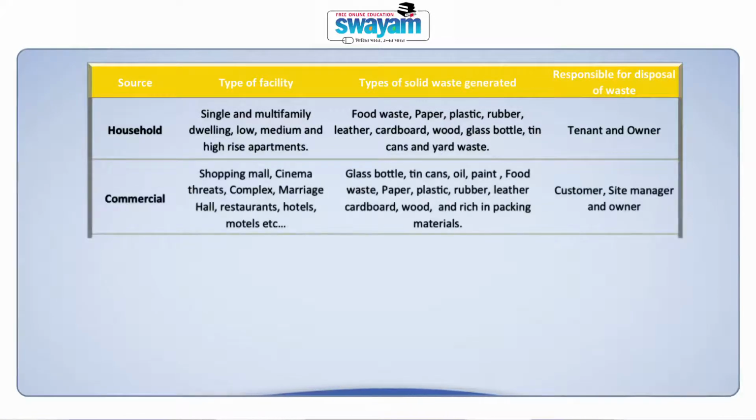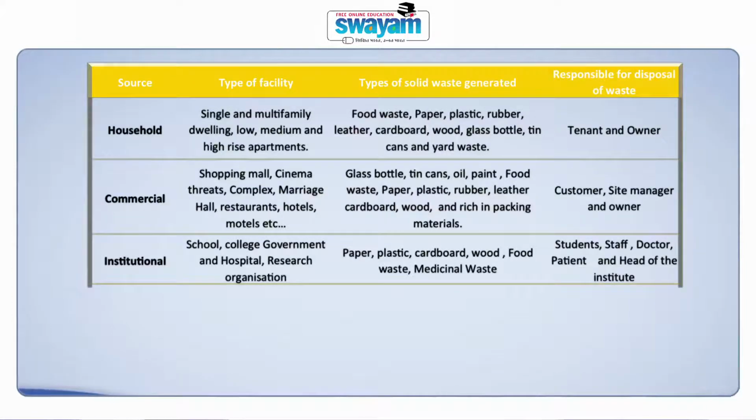The second, the commercial waste. It is generally generated from shopping malls, cinema theatres, complexes and hotels, motels, and the waste, if you see, will be mostly glass bottles, tins, paints, oil, food waste, paper, plastic, rubber, leather, etc., and especially it will be more rich in packaging materials. Customer, site manager and owner of these commercial complexes will be responsible for their proper disposal.